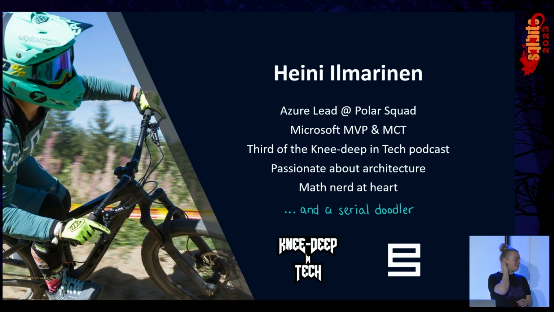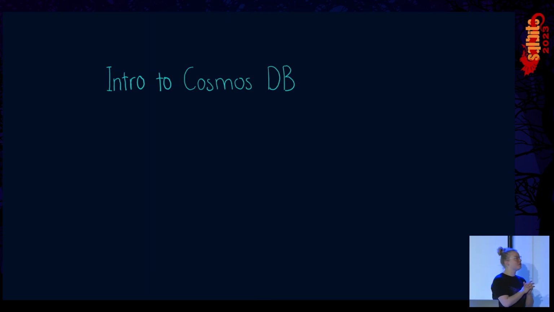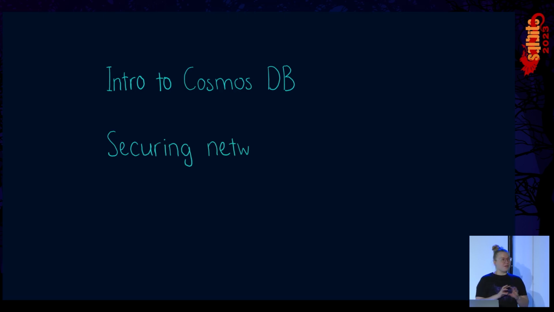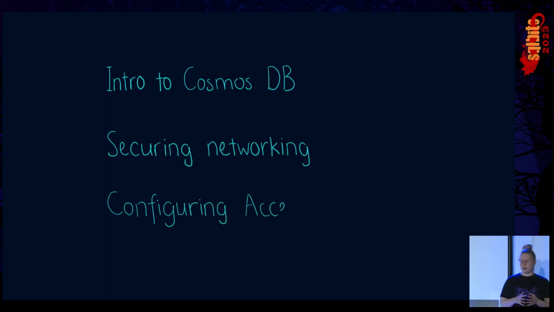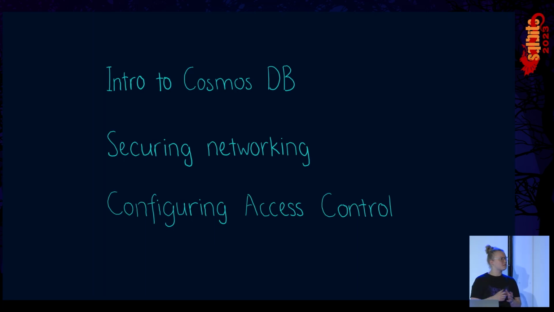And as you might have seen, I'm a bit of a serial doodler, and you'll see some more images in this session. All right, let's get a quick intro to Cosmos DB, more from the perspective of things that actually affect how we configure security. After the intro, we're going to look at securing the networking part, and then lastly, we're going to be looking at configuring access control. Because the access control layer of Cosmos DB is different than in some of the other services, so we have to approach it in a different way.